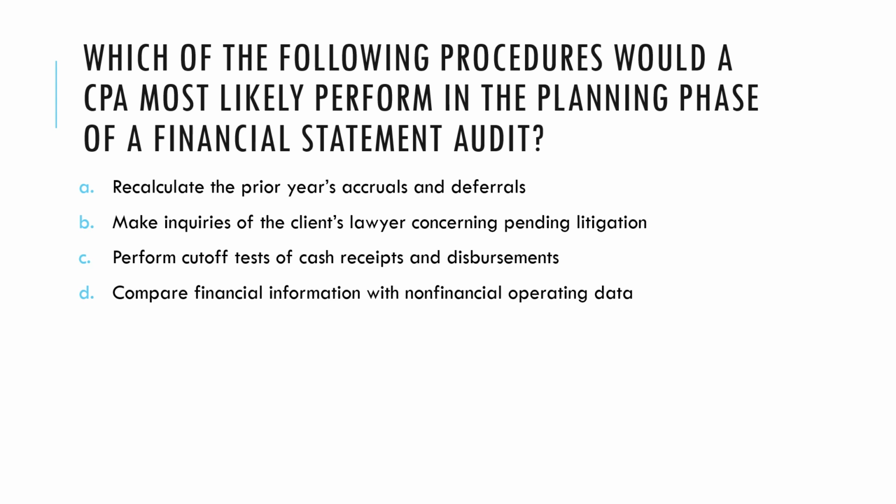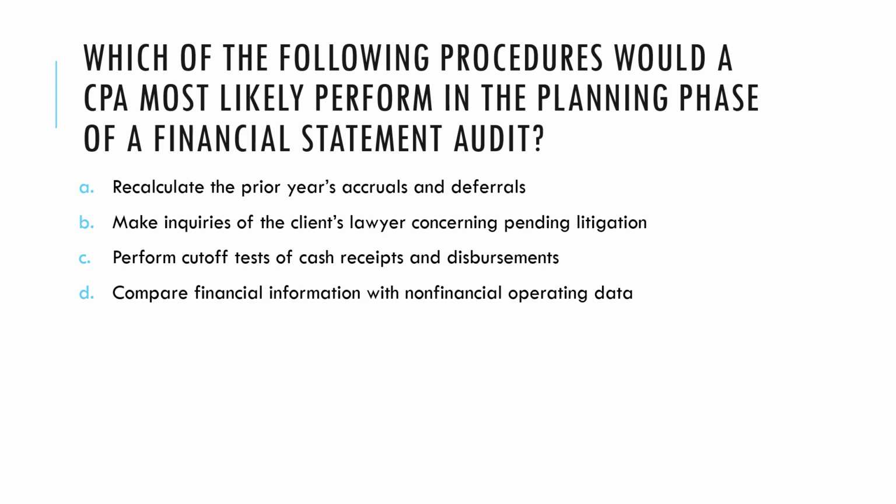Next, which of the following procedures would a CPA most likely perform in the planning phase of a financial statement audit? Okay, so we're talking about the planning phase. Letter A, recalculate the prior year's accruals and deferrals. Letter B, make inquiries of the client's lawyer concerning pending litigation. Letter C, perform cutoff tests of cash receipts and disbursements. Or letter D, compare financial information with non-financial operating data.